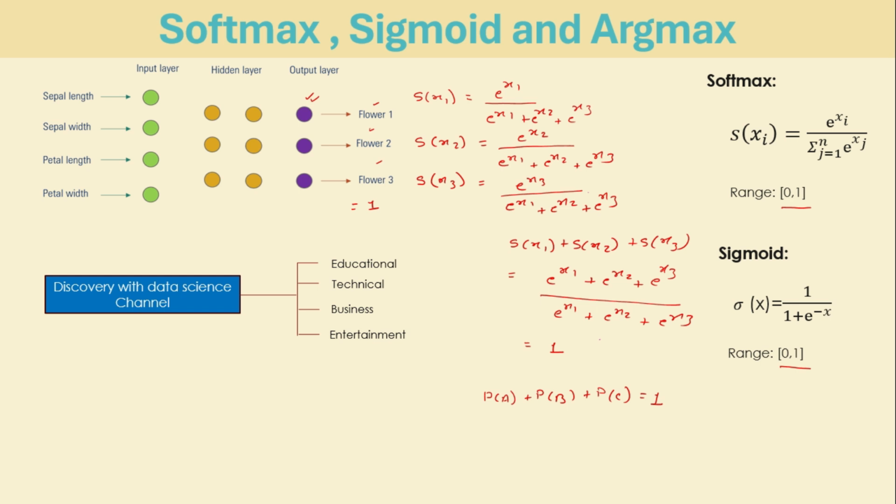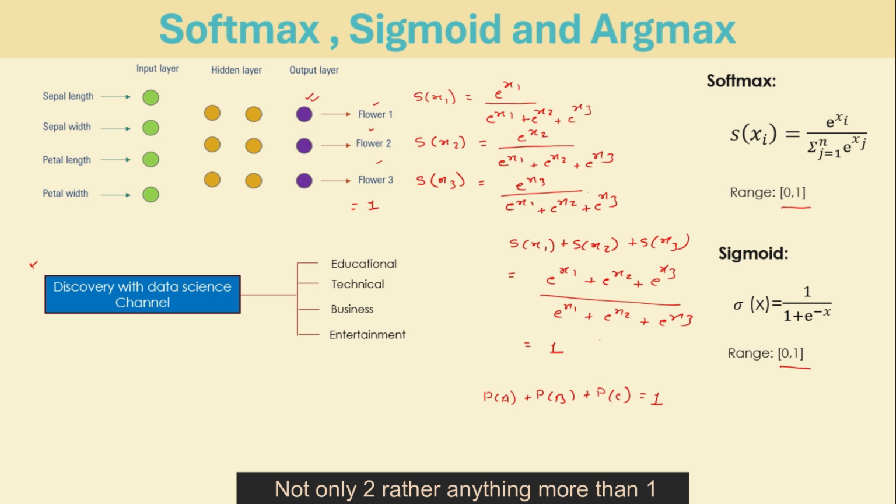The other case is multi-label. Multi-label means one input can correspond to two outputs. For example, as we can see in the second example, suppose somebody asks you which category the Discovery with Data Science channel falls under: educational, technical, business or entertainment. What will you say? It is both educational as well as technical. So here the input is 1, but it is related to 2 outputs. Definitely both will have different probabilities. In this case, the Sigmoid function is best suited.